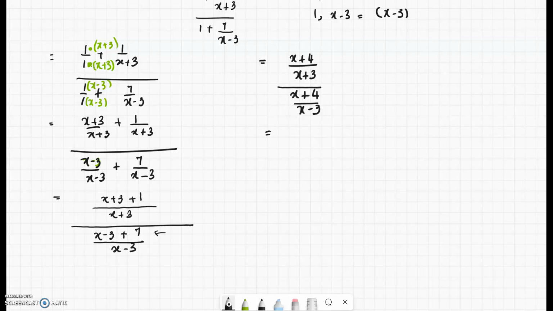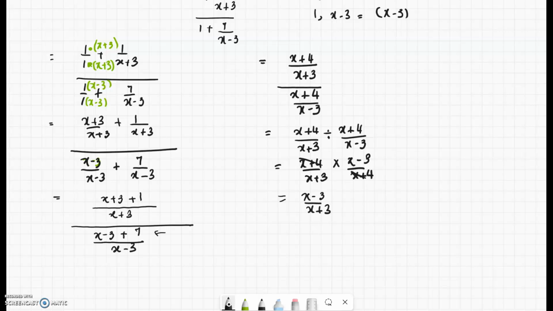So this is equal to x plus 4 over x plus 3 divided by x plus 4 over x minus 3, and that's equal to x plus 4 over x plus 3 times x minus 3 over x plus 4. So we cancel the common factors of x plus 4, and our final answer is x minus 3 over x plus 3.